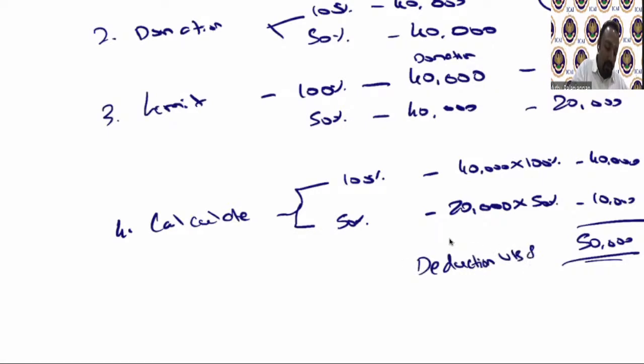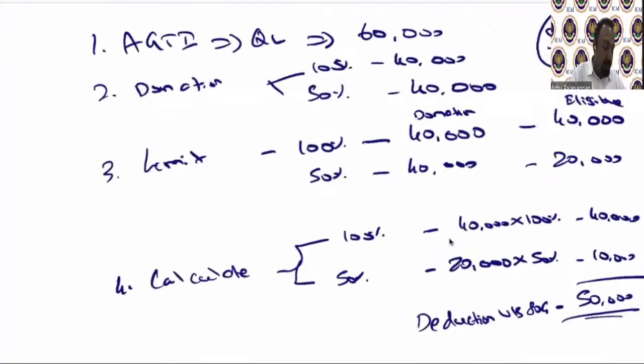So deduction under Section 80G will be 50,000. Clear? So this is how this works. What I've done is in 4 steps. First, I'm calculating the qualifying limit. How am I calculating? Adjusted gross total income. On that adjusted gross total income, I'm calculating 10%.